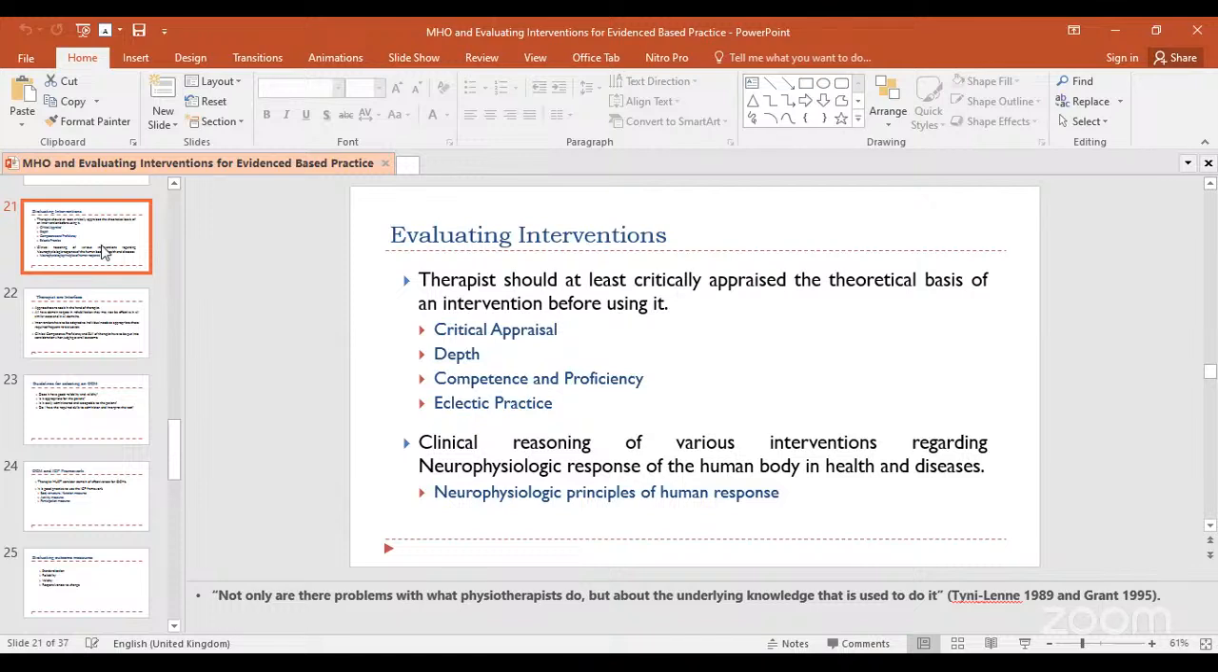We take a pencil and a cleaner to write without critical appraisal, depth, and we practice eclectic, which is what we do. We will likely not be a good professional.